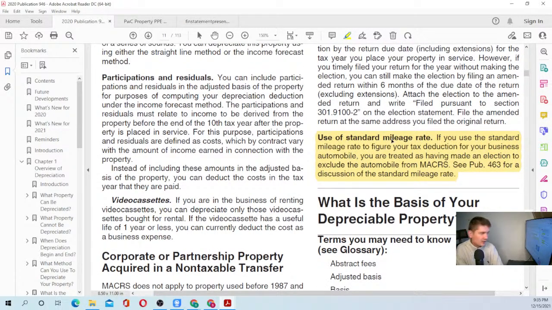If you use a mileage rate for your car, your car is still being depreciated for tax purposes. You just do not deduct that depreciation. So the basis in your car is decreasing. You are treated as having made an election to exclude the automobile from MACRS.